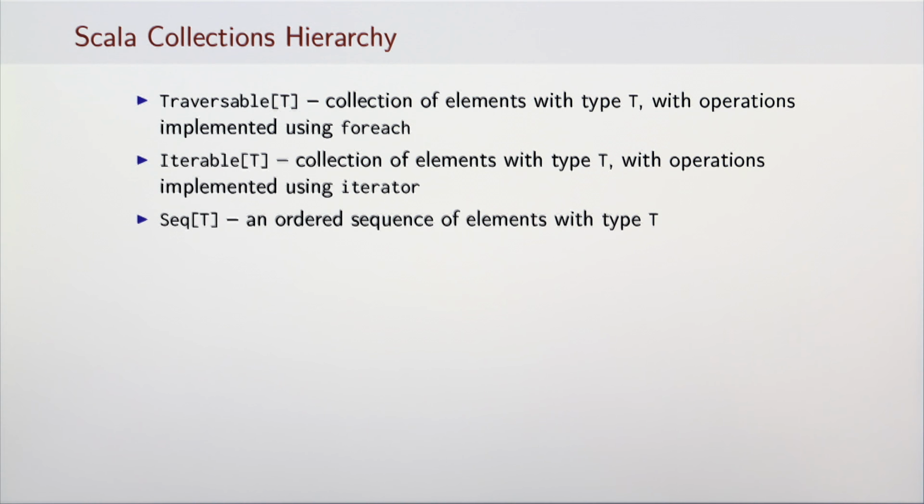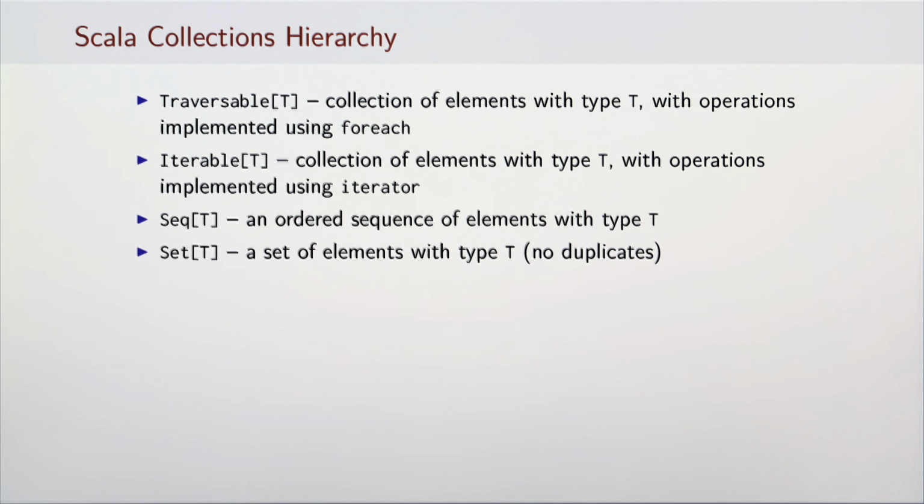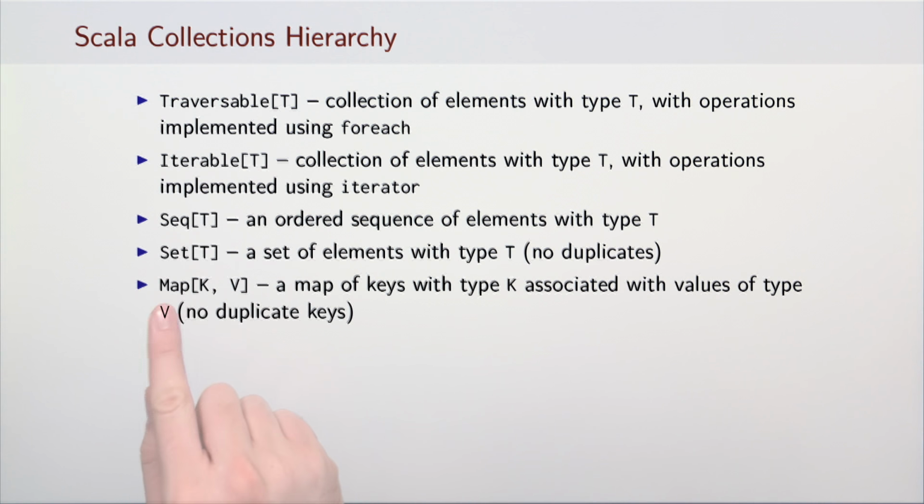Seq of T is a subtype of Iterable of T, which defines sequences of elements of type T. A sequence is an ordered collection in which every element is assigned an index. Set of T is an Iterable subtype that describes set collections which cannot contain duplicate elements. Finally, Map of K, V describes collections that map keys of type K to values of type V. They also cannot have duplicate keys. These collection traits are then extended by concrete collections.